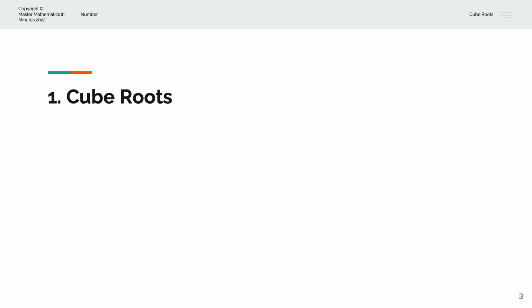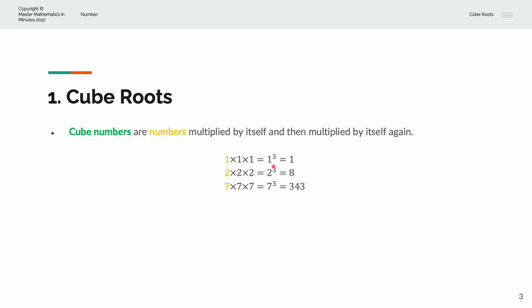So, what are cube roots? Recall that cube numbers are numbers multiplied by itself and then multiplied by itself again. Consider the following examples. We have 1 cube as being 1 multiplied by 1 multiplied by 1, and that is equal to 1. And 2 cube is 2 multiplied by 2 multiplied by 2, and that gives us 8. And finally, we have 7 cube as 7 multiplied by 7 multiplied by 7, and that is 343.